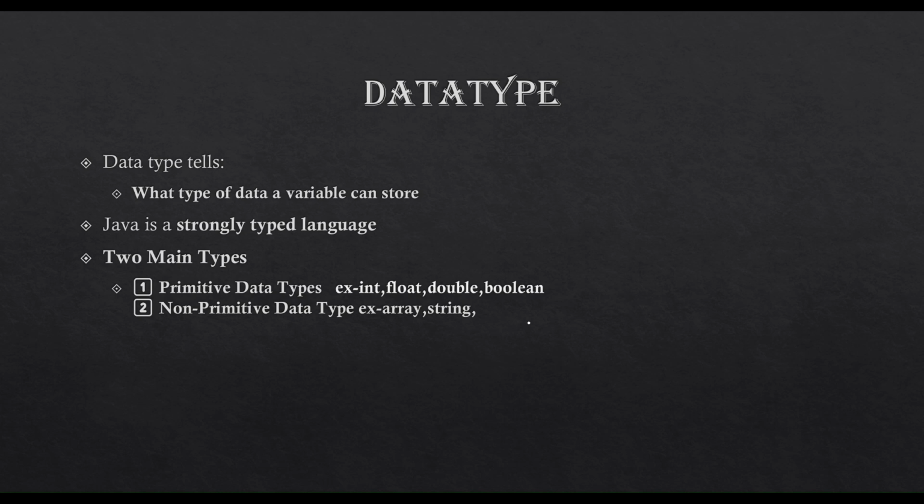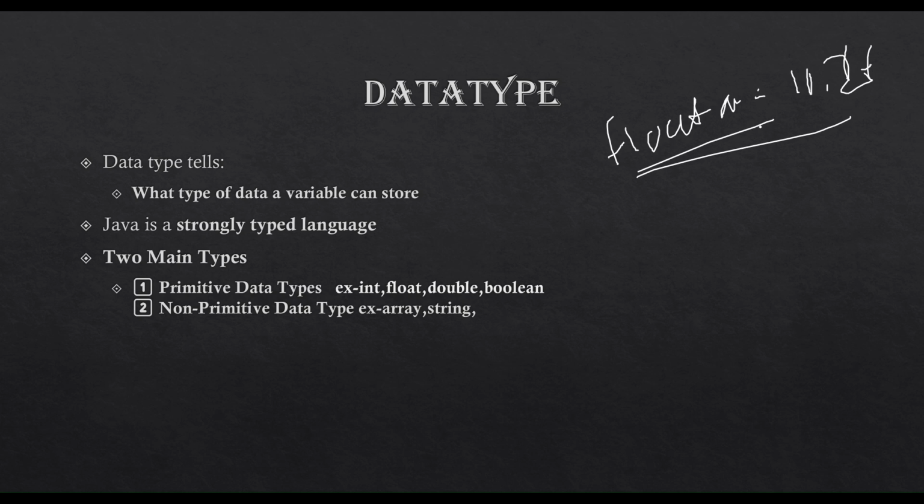Data type means what are the types of your data, what category your data falls under. Suppose I want to create a variable, you have to mention what kind of data type the variable is. Suppose I want to create a variable of decimal point value: float a equal to 10.2f. To create a decimal kind of value, you pass float as the data type and a as your variable name. There are varieties of data types available.